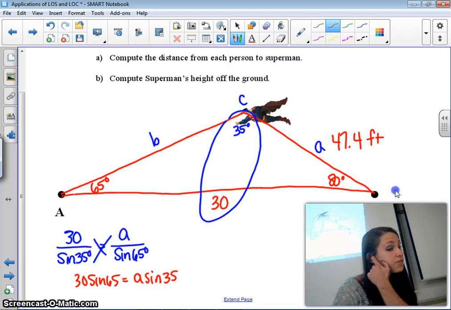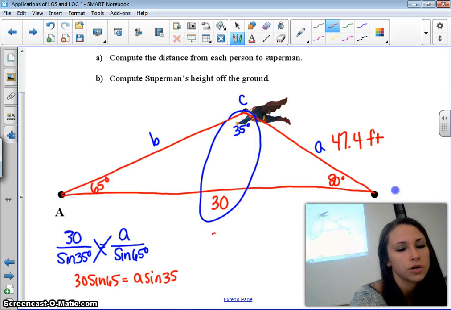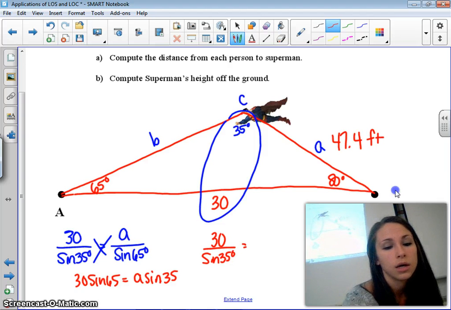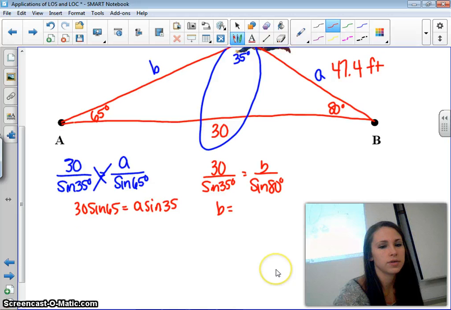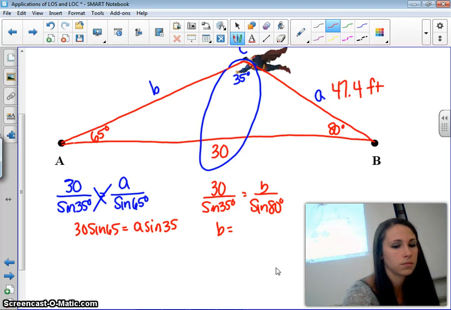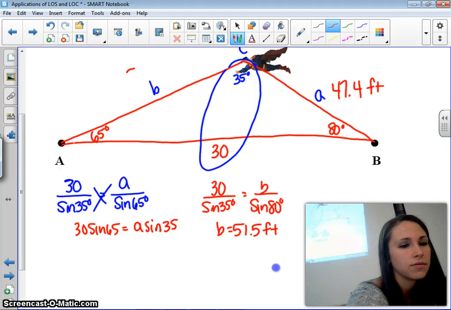Alright, to find side B, I'm going to set up the same law of sines. I'm going to use the 30 over sine 35. Why do I use the 30 over the sine 35? Because it's the original and I didn't round any of those values. And so then B over sine 80. So go ahead and find that right quick and tell me what you get. So you're going to solve it the same way, cross multiply. Tell me what you get for that side. Good. You should get 51.5 feet. And just type that in the calculator the same way.